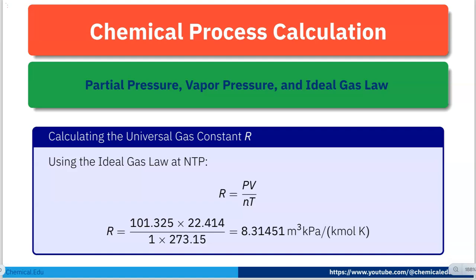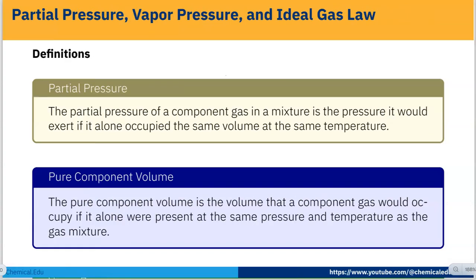Today I'll talk about partial pressure, vapor pressure and ideal gas law. Here is the definition of partial pressure. The partial pressure of a component gas in a mixture is the pressure it would exert if it alone occupied the same volume at the same temperature.